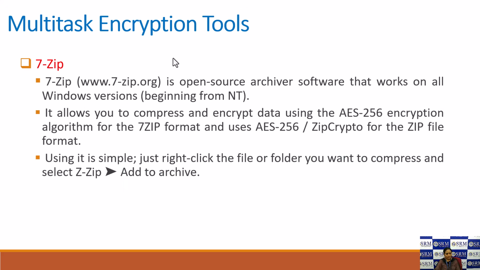The first one is 7-Zip. The 7-Zip, which we can download from the URL here, is an open source archiver software that works on all Windows versions beginning from NT. So it allows us to compress and encrypt the data using the AES 256 encryption algorithm. And from the name you can see it provides us a zip file. That's the real usage of it.